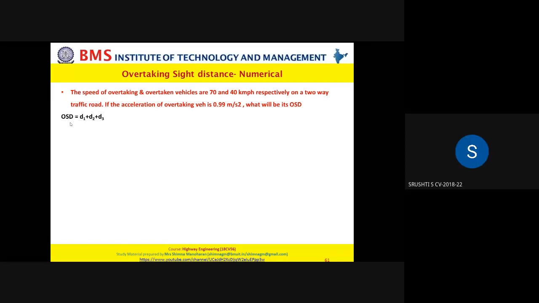Convert 70 kmph to meter per second. Sneha, I know you have already computed. 19.44 meter per second. Okay, good.